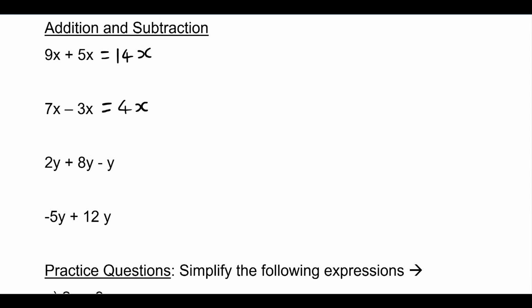2y plus 8y take away y, I can work out in steps. 2y plus 8y is 10y. And if I then subtract 1 lot of y, which is y, I get 9y.